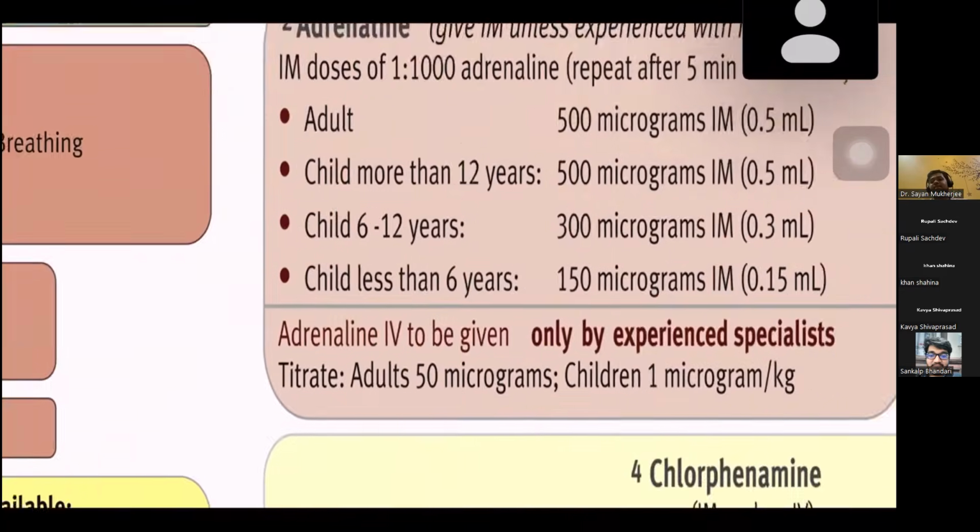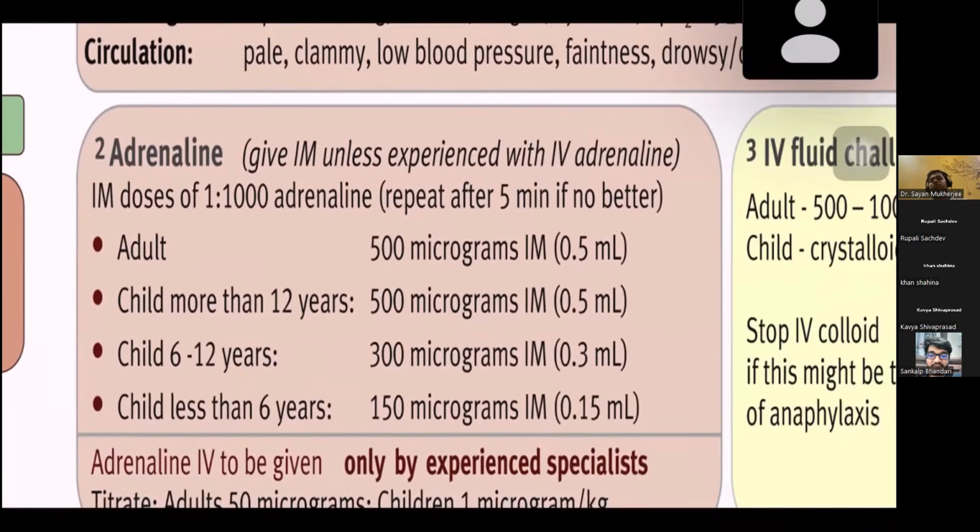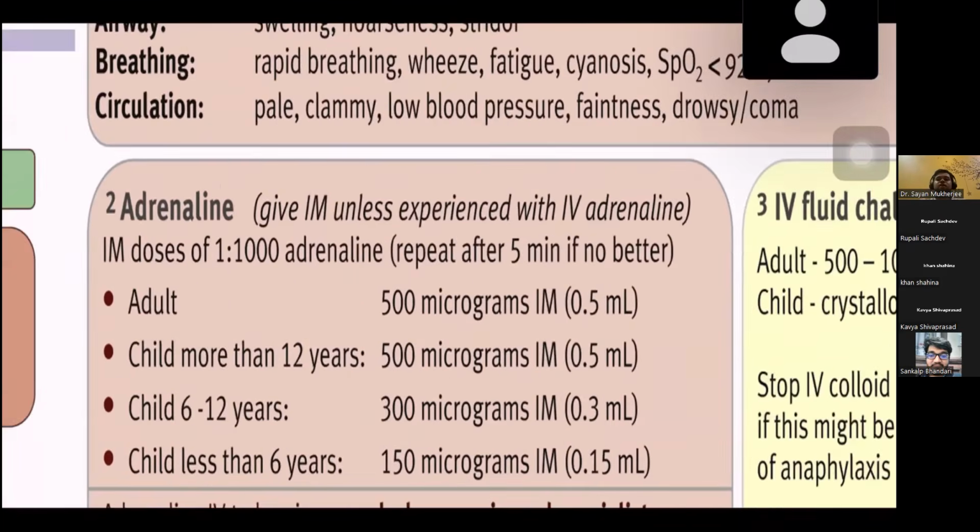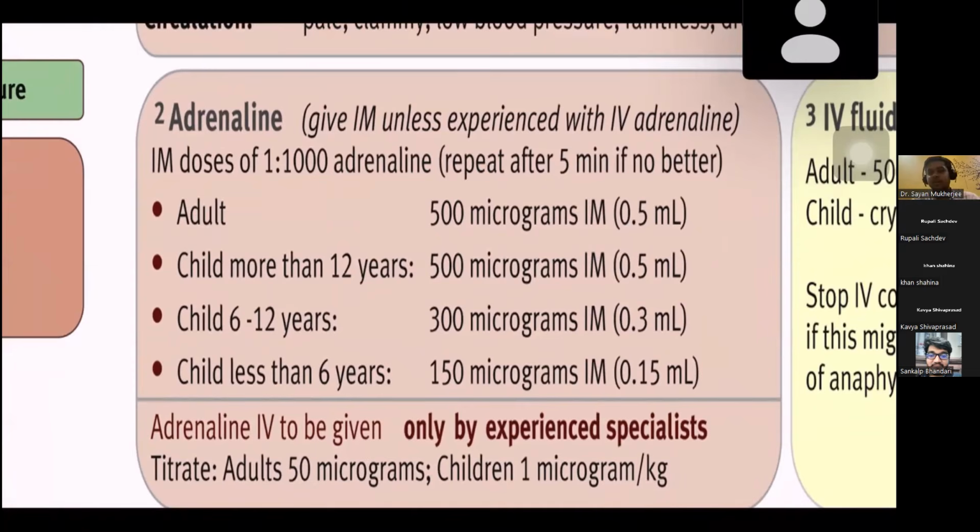So when I say adrenaline, you must know how to give it. Just knowing adrenaline is not enough. You have to know how to give it. And this is an age-based table. So generally, we must remember the adult dose at least. Adult needs 500 micrograms IM. It's not IV, it's IM, and that's 0.5.